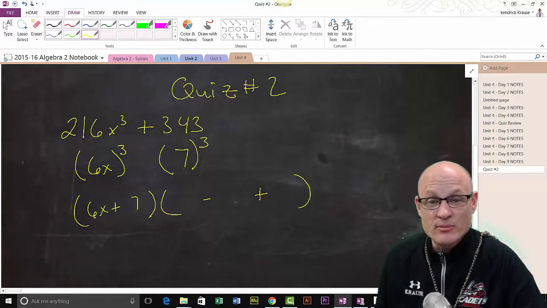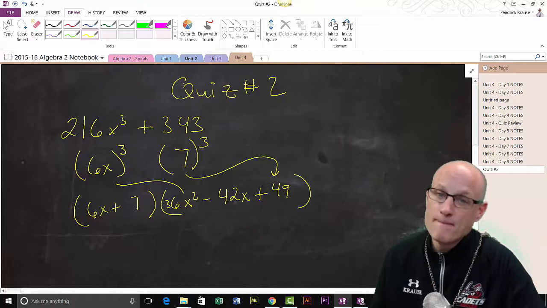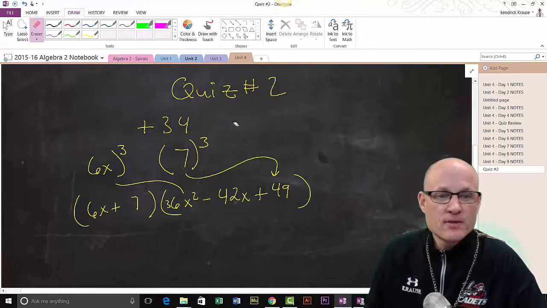6x and 7 go in the beginning. In this one goes this squared, which is 36x squared. In this one goes this squared, 49. And in the middle goes the product of the two, 42x. That's it, kids. Bodied. All right, let's erase.